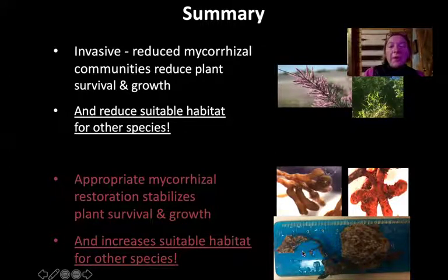Also, appropriate mycorrhizal restoration is stabilizing plant survival and growth and increasing suitable habitat for other species. Again, just purely based on mycorrhizal impacts to plant survival and growth, not even yet incorporating shading, canopy cooling, evaporative services, and so on.